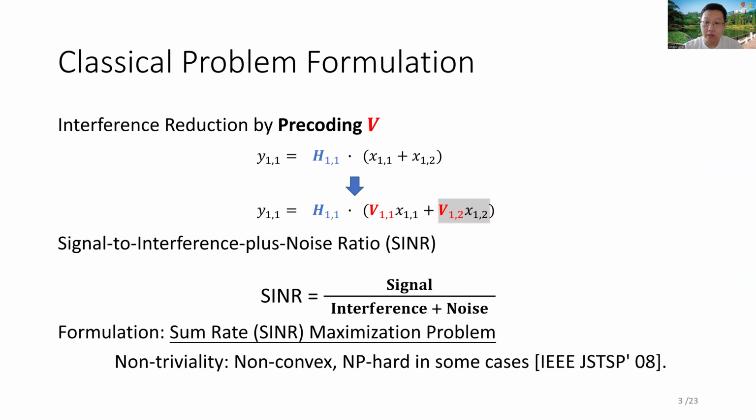For this interference reduction problem, adding a further precoding V is a commonly used technique. For example, in this case, we expect V12 is orthogonal to channel H11. And the signal to interference plus noise ratio, SINR, is a classical metric to evaluate the extent of interference. Then the summation over all users leads to the formulation of the sum rate maximization problem, which is non-convex and even NP-hard in some cases.